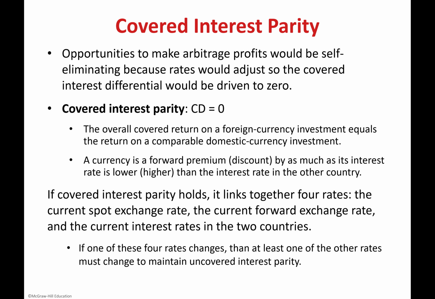So, if covered interest parity holds, it links together 4 rates: the current spot rate, the current forward rate, and the current interest rates in the 2 countries. If one of these 4 things changes, then at least one of the other rates must change to maintain that covered interest parity. But we've said that needs to hold due to arbitrage.